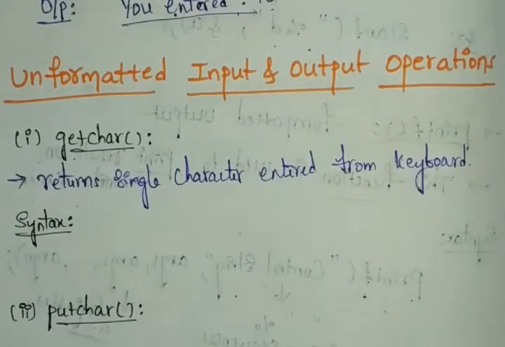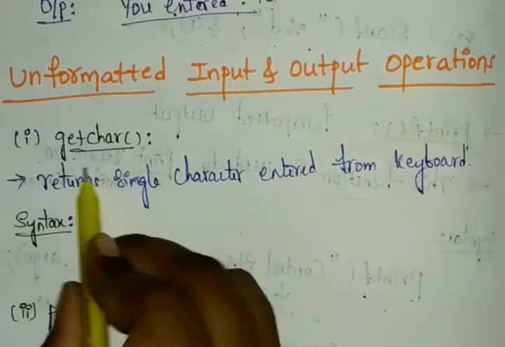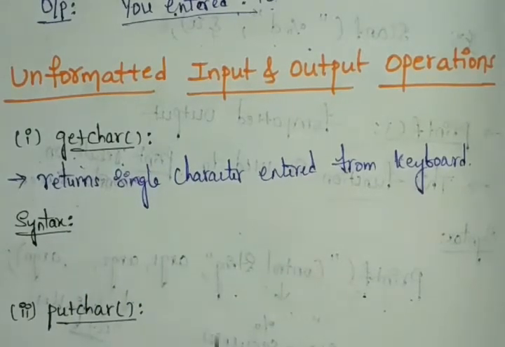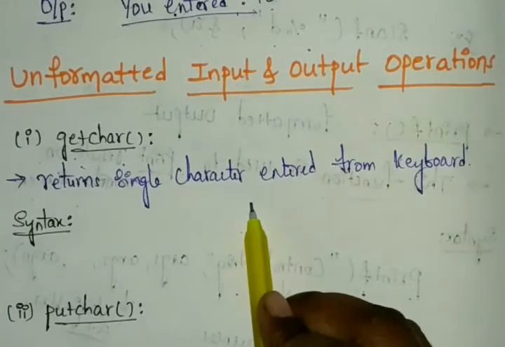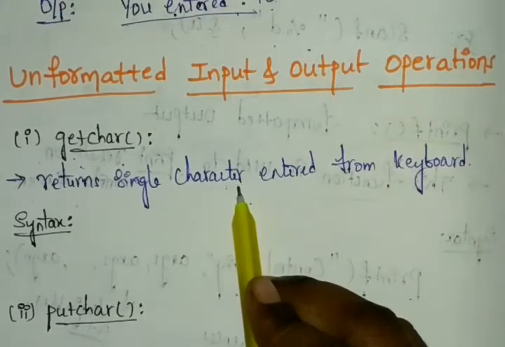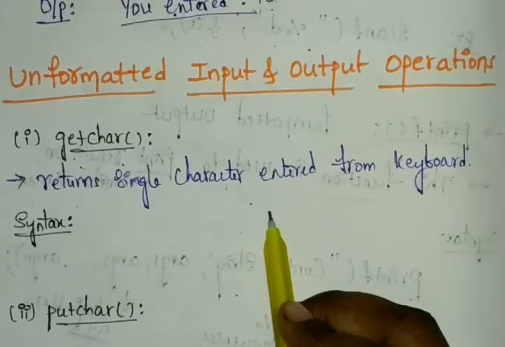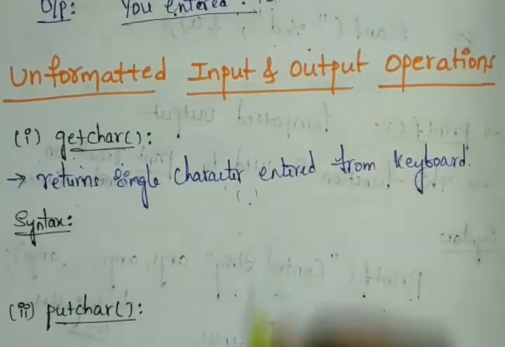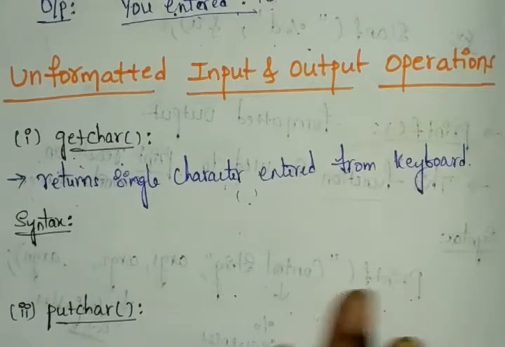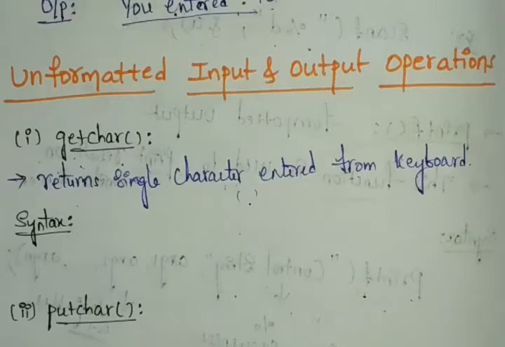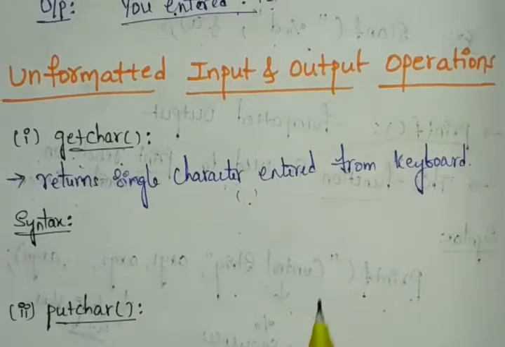Suppose you entered any character, which is nothing but our alphabets. If you enter an alphabet like B, it will be obtained by getchar. In this function we don't have any arguments. No arguments are required for this function. Arguments mean whatever you define in the function, like int a, int b. Here whatever you have, the value is automatically displayed.